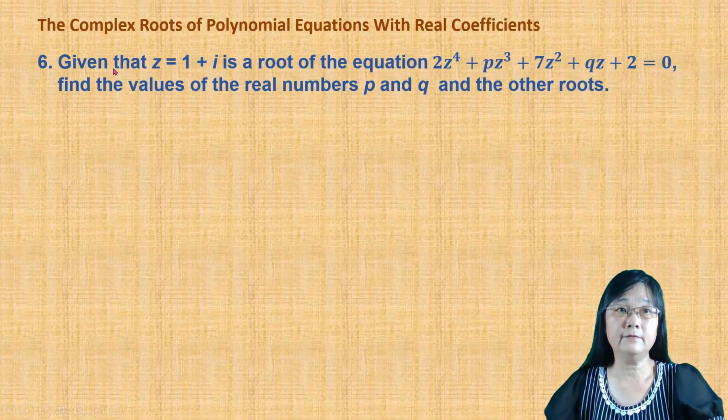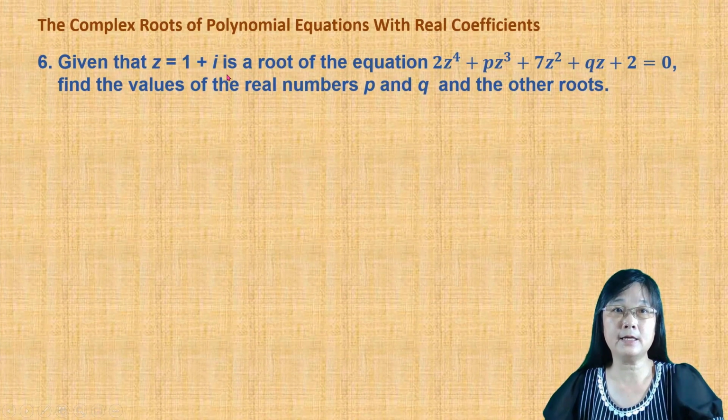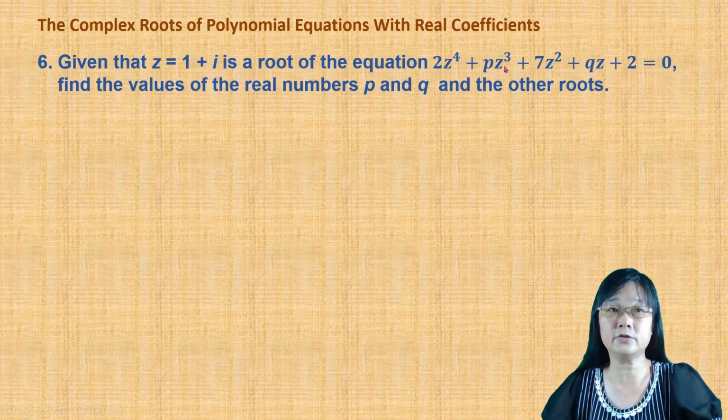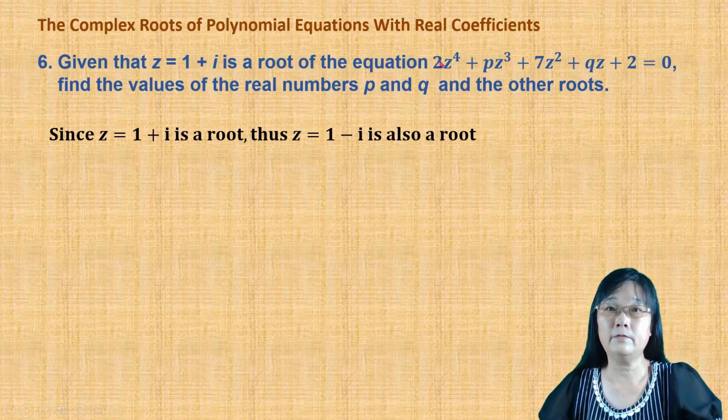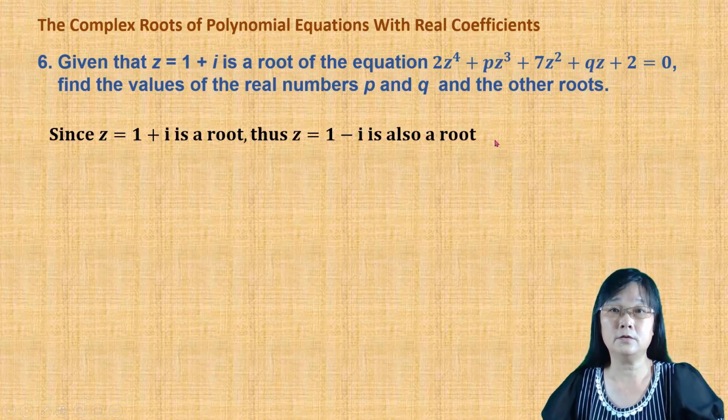Next example. Given that z equals 1 plus i is a root of the equation, find the values of the real numbers p and q and find the other roots. Since z equals 1 plus i is a root, and when we look at the polynomial, this is a polynomial with real coefficients where we don't see any imaginary number here, the conjugate, that is 1 minus i, is also a root.